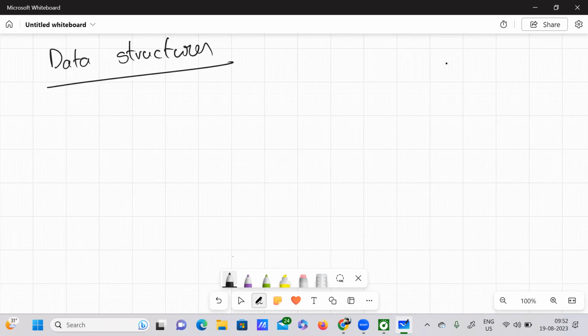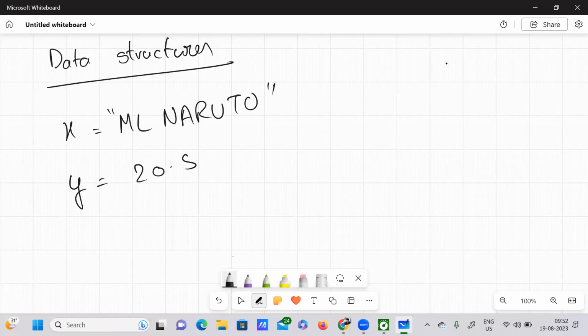So, for example, earlier we have discussed variables in the sense x equal to ML Naruto and y equal to 20.5, a equal to 18. So here x, y, a, all these are variables. So now we have data in our variables.